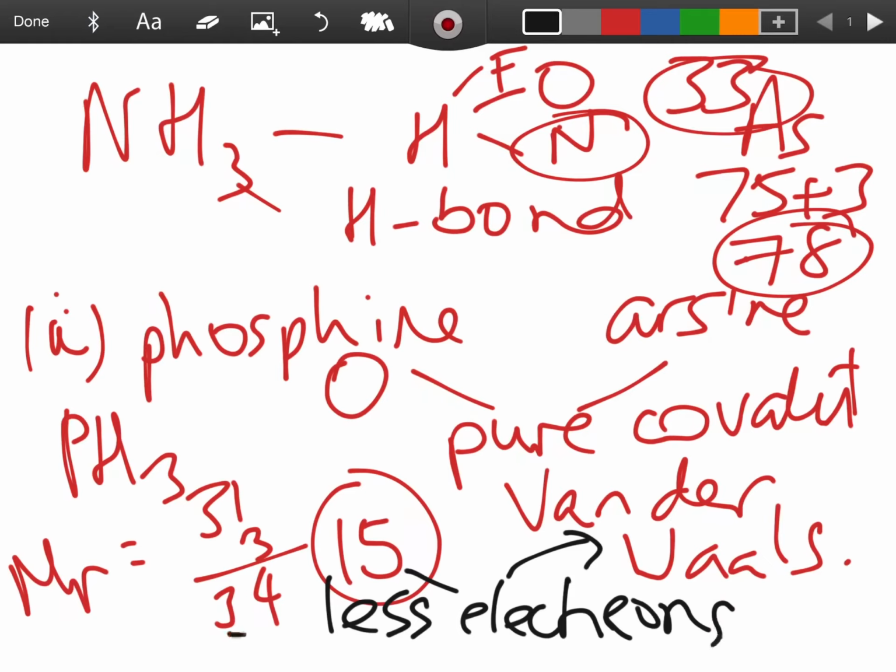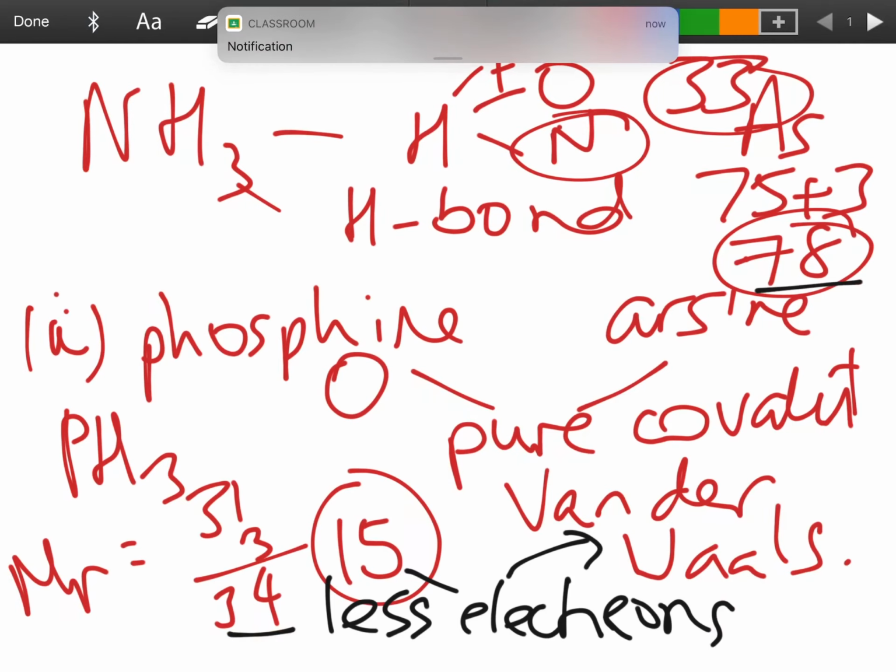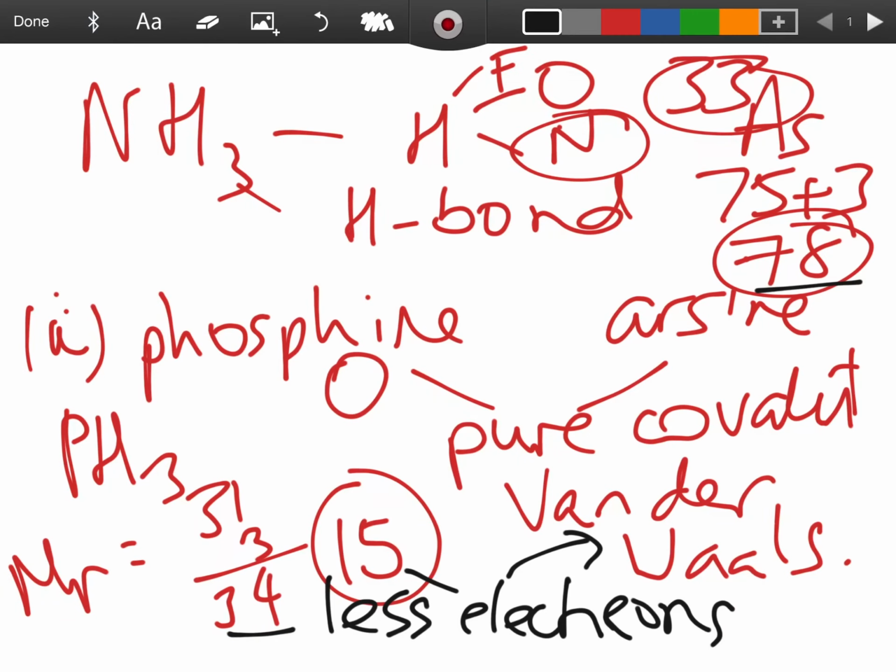The size of phosphine is smaller. The Mr is 34, whereas arsine is 78, okay? And the other thing is, the number of electrons in phosphine is much smaller as well. And therefore, if there are fewer electrons, then there are going to be weaker van der Waals forces. Okay, so that was question 1.